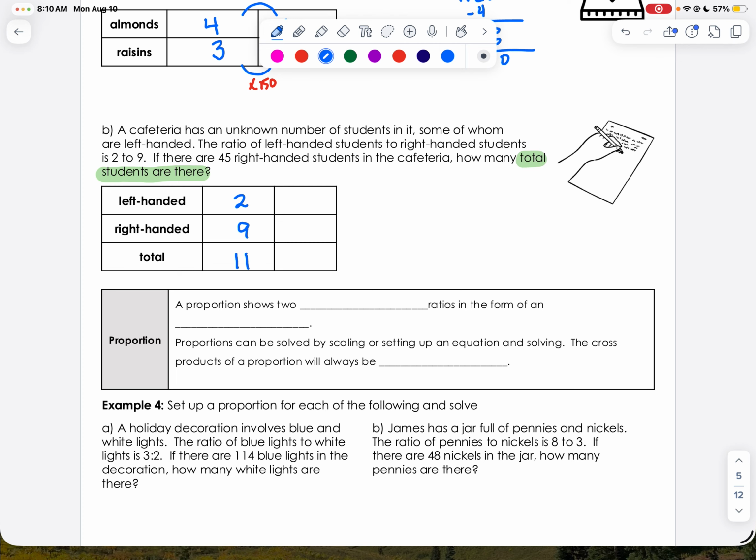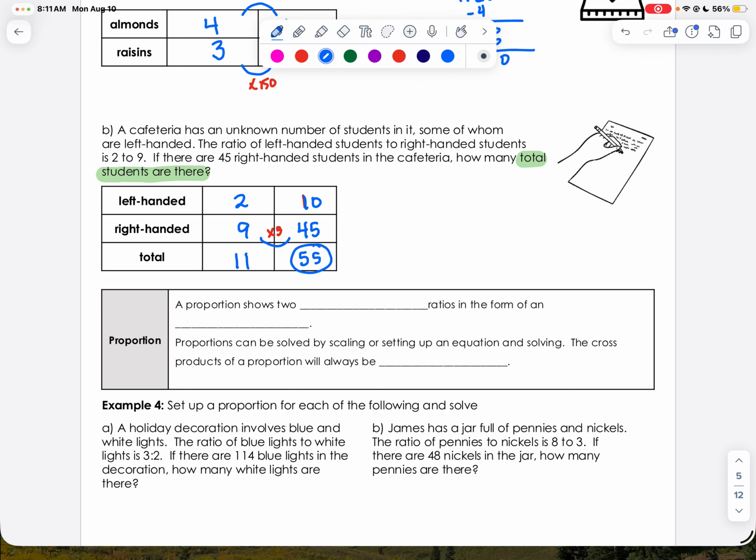All right. Now, the question says, if there are 45 right-handed students, I'm going to put a 45 right there. Now, from there, we can figure out our scale factor. 9 will go into 45 5 times. So our scale factor is 5. So 2 times 5, this would have to be 10. And 11 times 5 is 55. So there are a total of 55 students in the cafeteria.